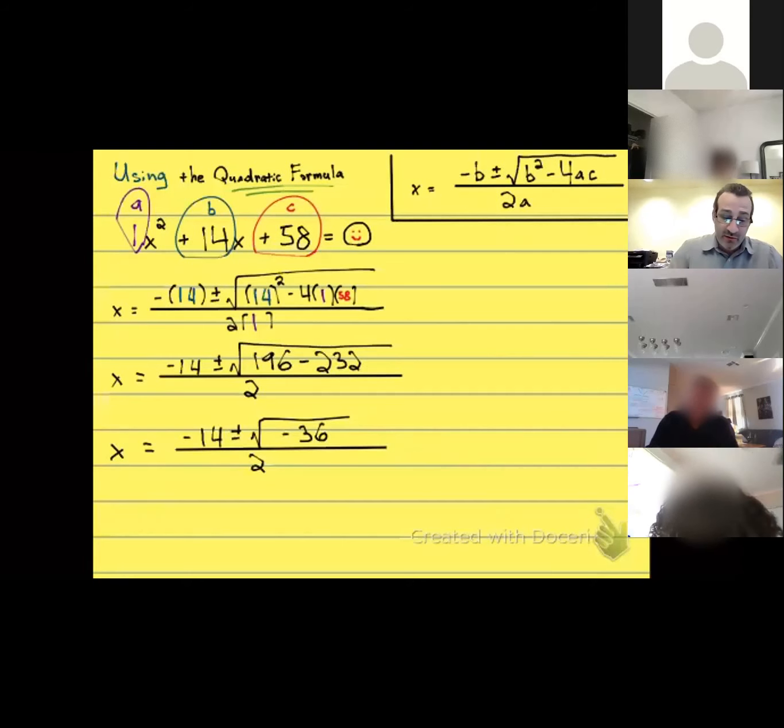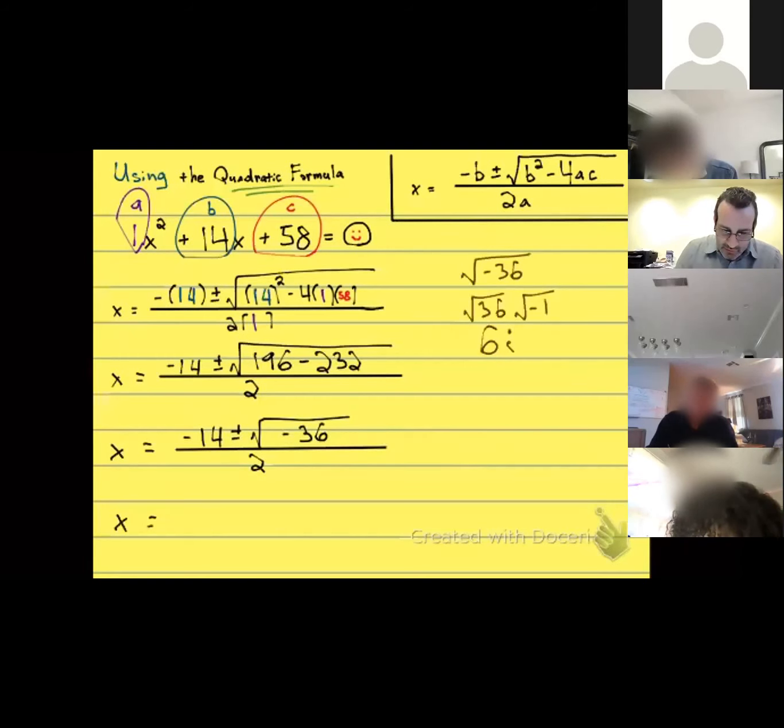All right, so I can simplify the square root of negative 36. Let me come over to the side to do it. It is 6i. So I have the square root of negative 36. I'll split that up into the square root of 36 times the square root of negative 1. Square root of 36 is 6, and square root of negative 1 by definition is i, called the imaginary unit.